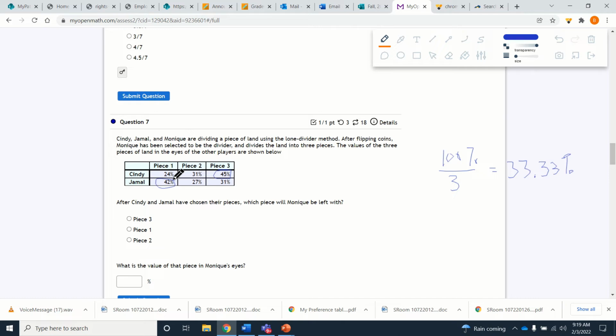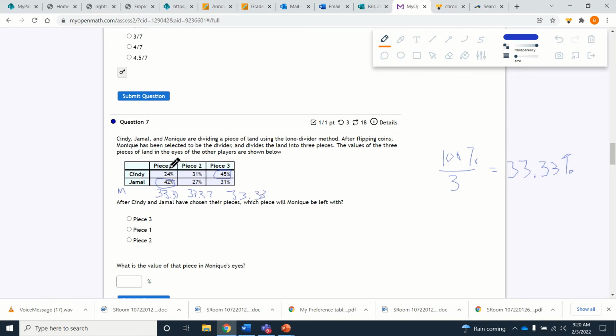Now, whoever the divider is, that person has automatically divided things up so that they're all even for the way they see things. So Monique, whoever the divider is, in this case Monique, I'll just symbolize her with an M, hers will all be the same. They'll all be 33.33%. So anything is a fair share to her. So if she had filled out this table, would have all of them exactly the same, 33.33%.